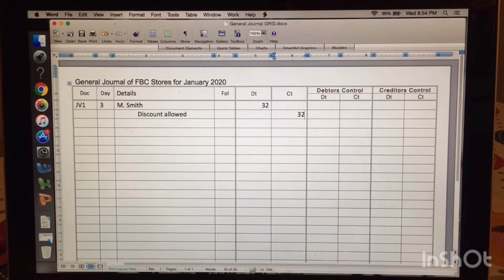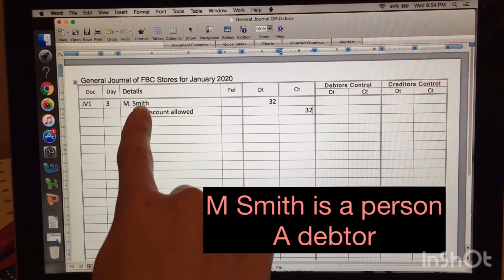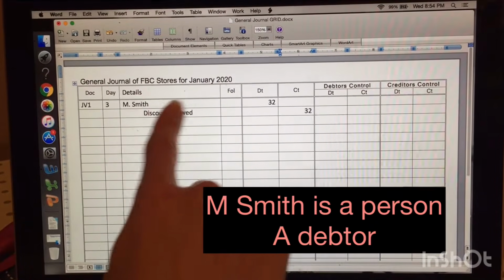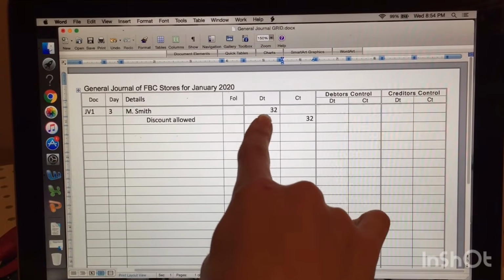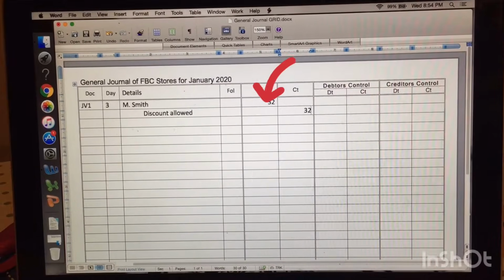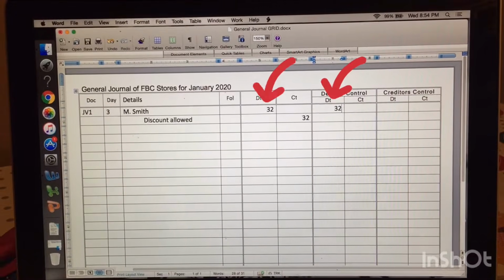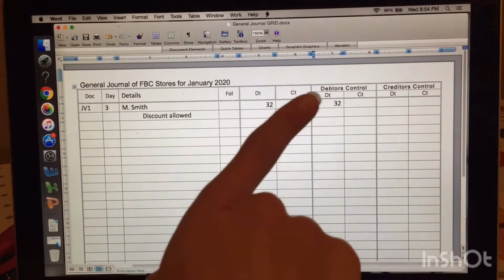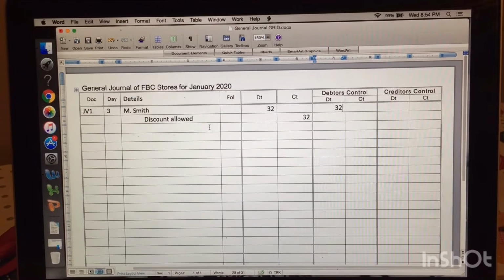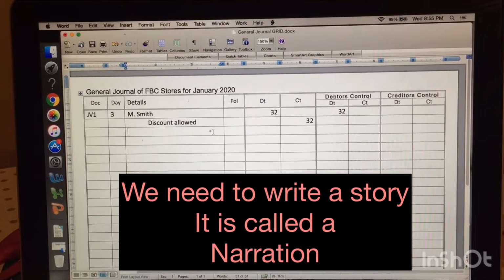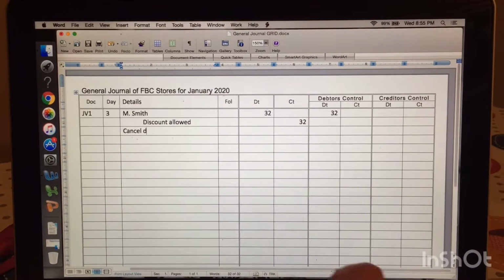But remember, I talked about debtors control as well. Because M. Smith is a person, M. Smith is a person and a debtor. Therefore, because I entered the 32 in my debit column, I am going to enter the 32 in the debit column of debtors control as well, because M. Smith is a debtor. And then that's my entry. In the general journal, we also need to write what happened. We call that a narration. So we're just going to write there, cancel discount.